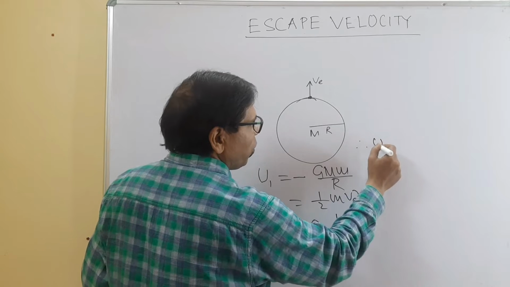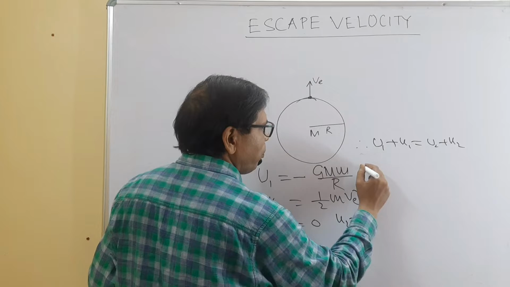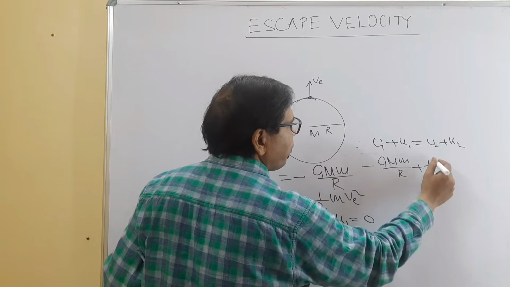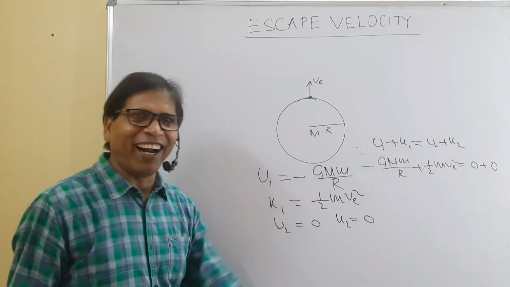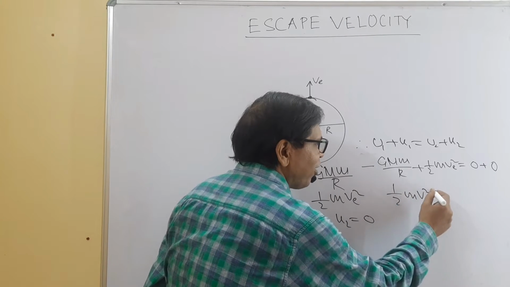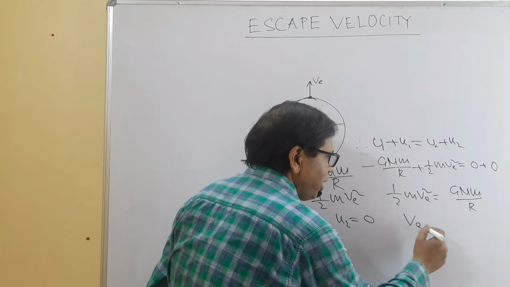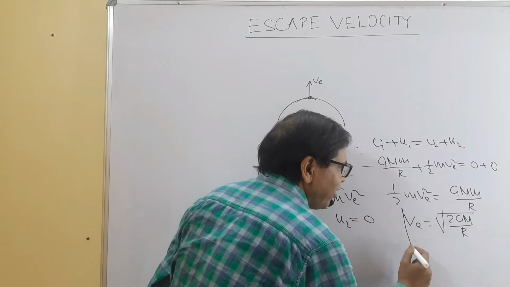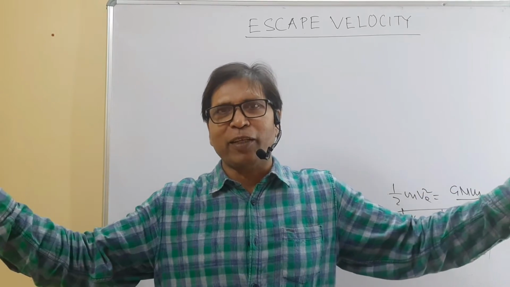Therefore, U1 plus K1 equals U2 plus K2. Therefore, minus G capital M small m by R plus half m v square equals 0 plus 0. Understood? From this expression, half m v square equals G capital M small m by R. Therefore, v equals root under 2GM by R. Now, we have to calculate different forms of escape velocity.